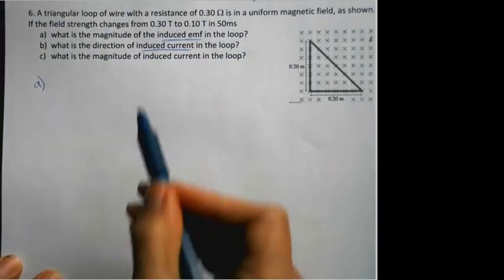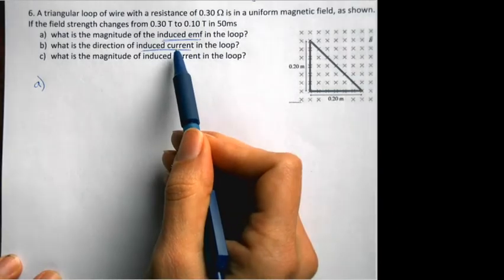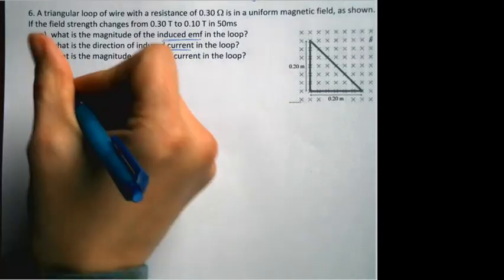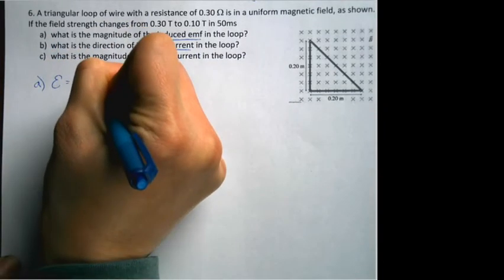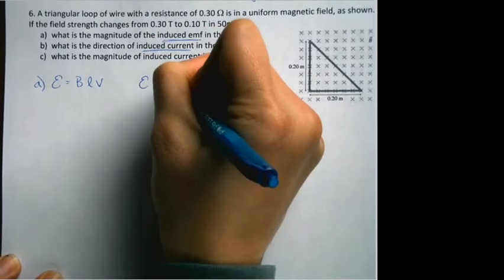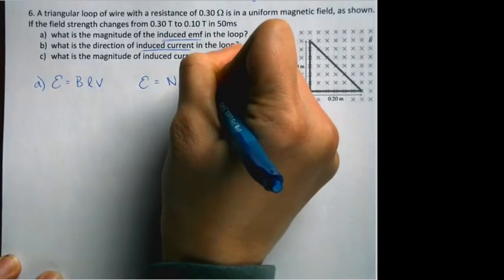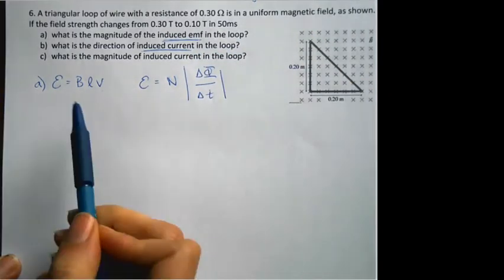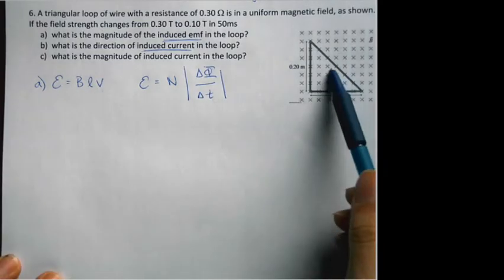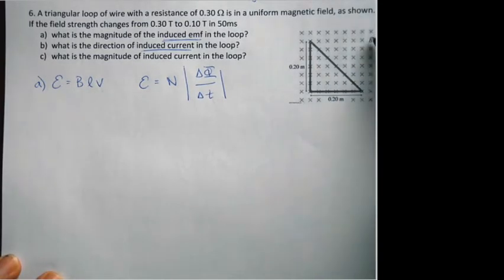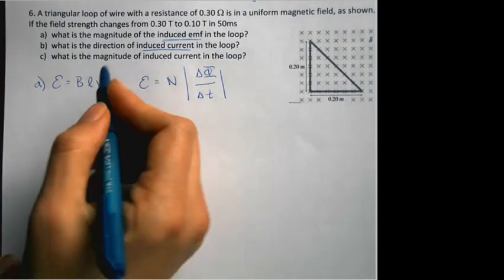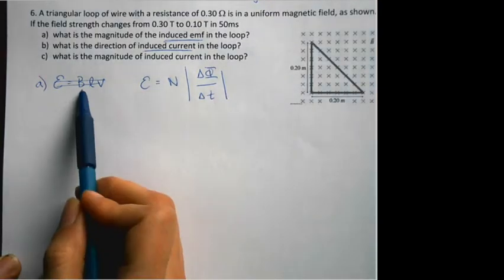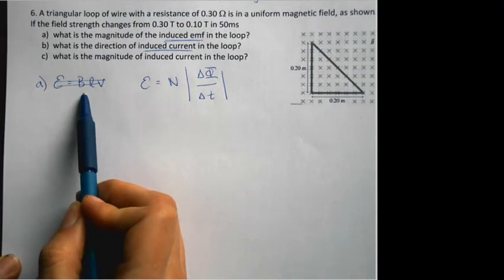So to figure out the induced EMF, in the chapter 21 problems there are only 2 equations that have anything to do with an EMF. One of them is this one, that is BLV, and the other one is this one, which is the EMF equals number of loops times change in flux over change in time. This is the formula for motional EMF. This is like a loop that is traveling through a magnetic field. So this is not the right one. We also don't have a velocity, so that could be another clue that this one is probably not going to work out for us. We will use this one.